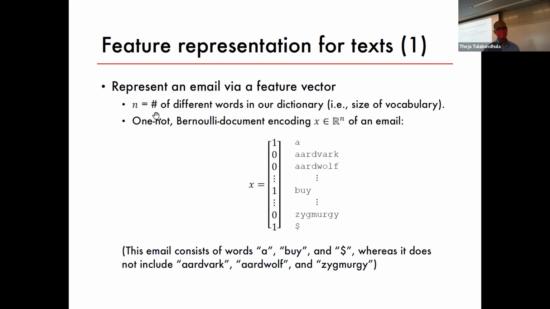Now, how do we represent this n-dimensional vector, which is exactly a one-hot encoded representation? Basically, think of each coordinate as a binary feature, which is representing the presence or absence of a word. So, for example, the first coordinate is saying the word, in this case A, is present. And this coordinate is saying the word by is present. This last coordinate is saying the word dollar is present. And some words are not present.